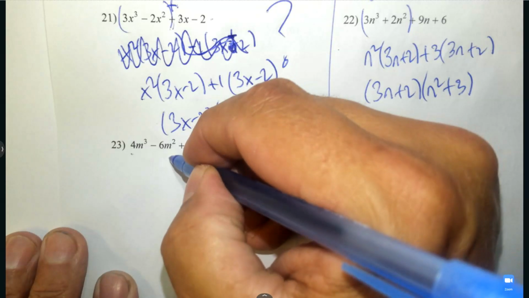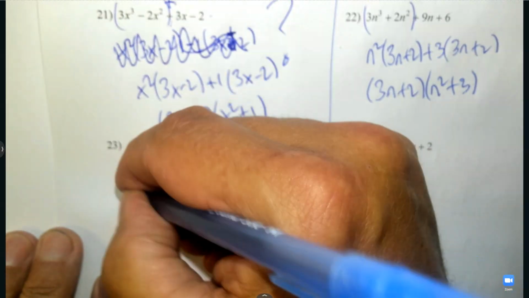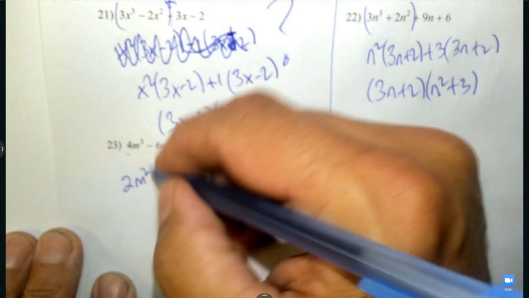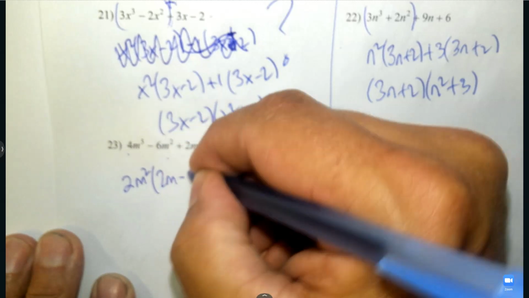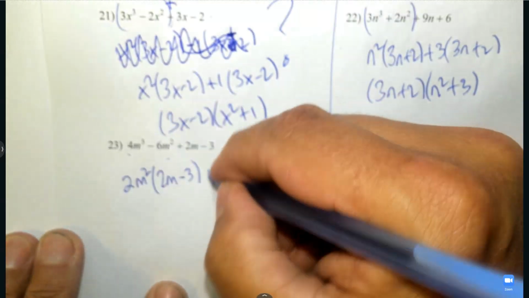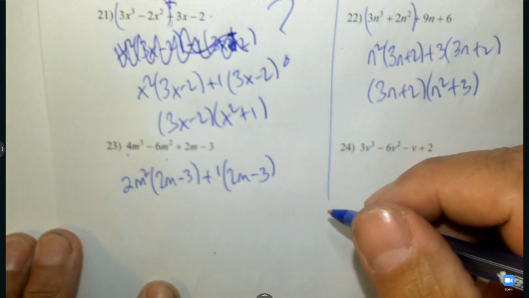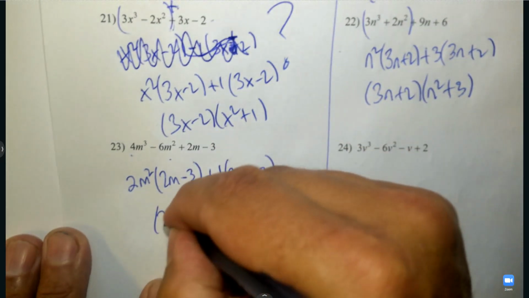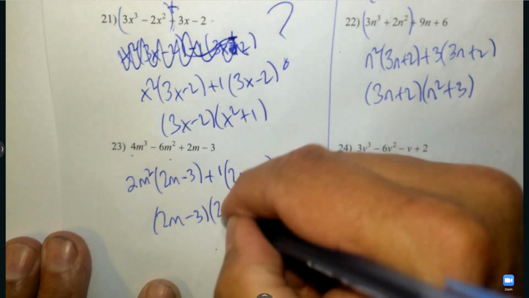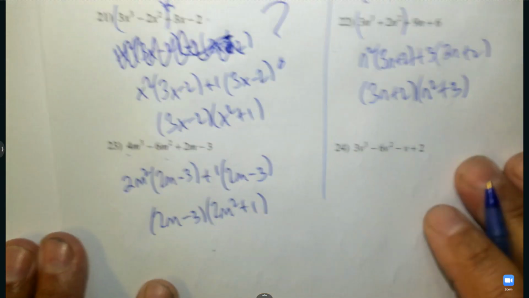So I'm going to factor out. So notice that 2 goes into both evenly, and they both have an m squared. So that's 2m minus 3. And then factor out a 1, that's 2m minus 3. So I have 2m minus 3, and then I have 2m squared plus 1.